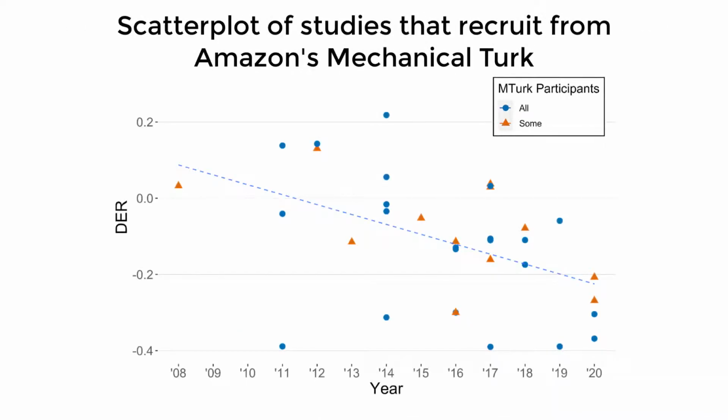When looking at effects of participant recruitment, we find that the impact of recruiting sources on participant demographics can change over time. For example, Amazon's Mechanical Turk as a recruiting source appears to be becoming more biased in favor of men.